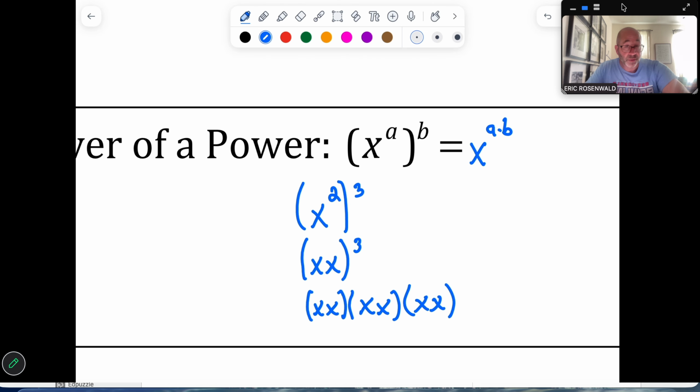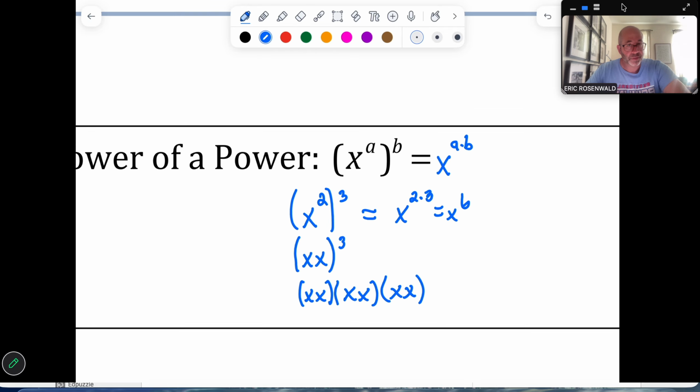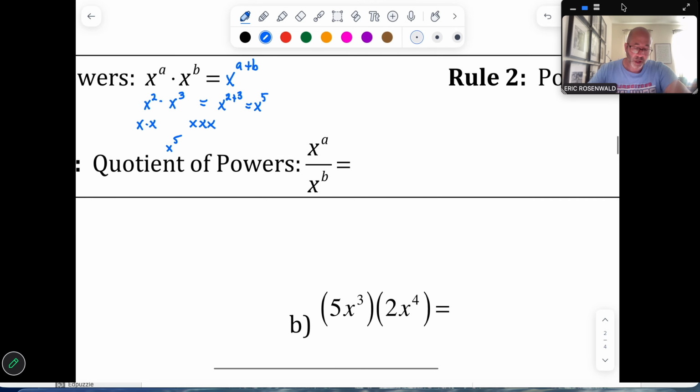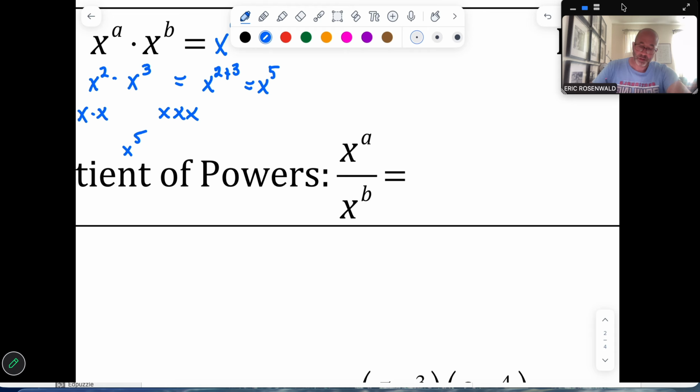Well, look at how many x's we have. We have 6 x's. So to simplify that, we could just say x to the 2 times 3, which is x to the 6th. That's why that rule is the way it is. All right. With subtraction, the quotient rule, this is, again, division just turns into subtraction. We see the minus sign right there. So division turns into subtraction.